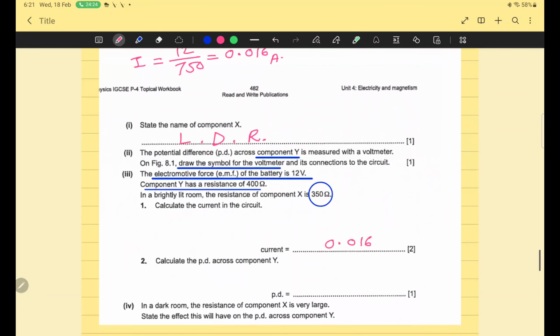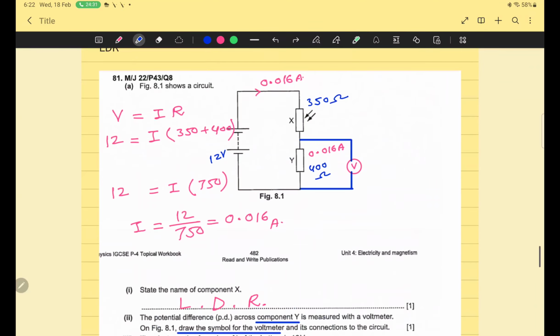And now they are asking, sir, what is the voltage of Y? We can calculate the voltage of Y. V equal to IR. I is 0.016, R is 400. And what is the voltage? The voltage of Y is 6.4.